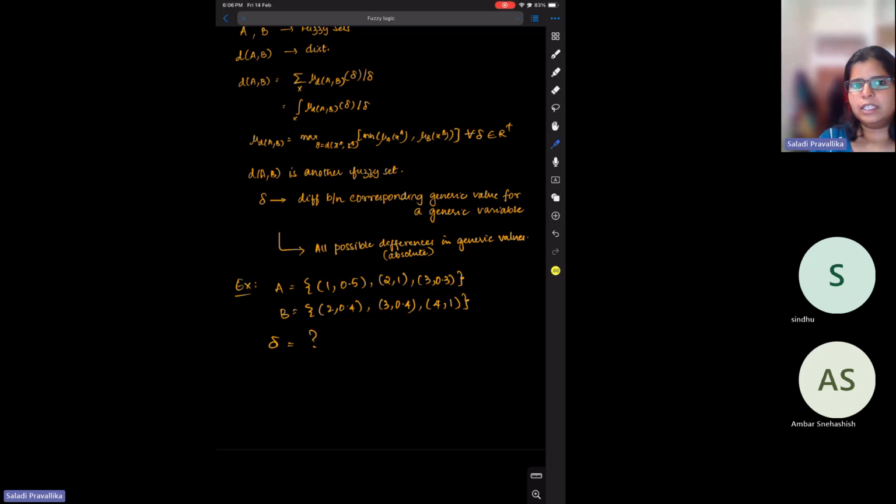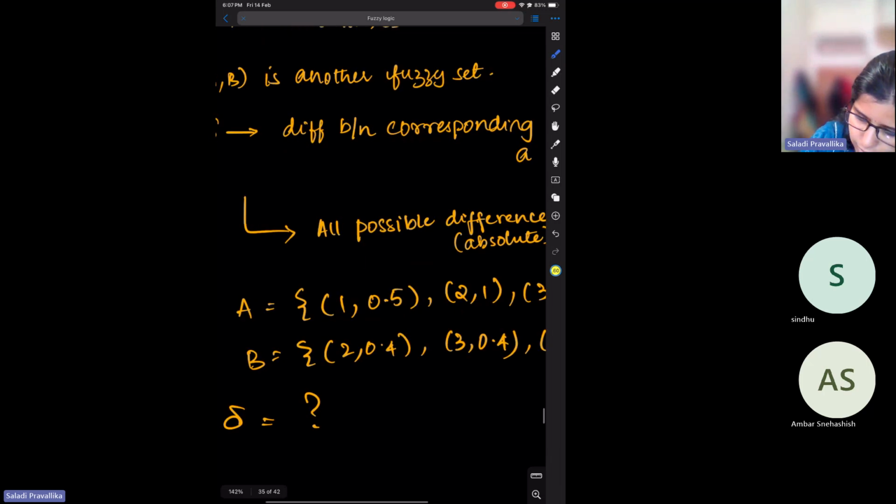In this whole thing, the one main parameter is called delta. Delta is the difference between corresponding generic values for a generic variable, and the generic variable is nothing but x. So you take the differences between all x values. For example, here I have A and B. I have x equal to 1, 2, and 3 in A, and in B, I have 2, 3, and 4. So let us calculate. We'll take the absolute difference of x values. Let me just change the color.